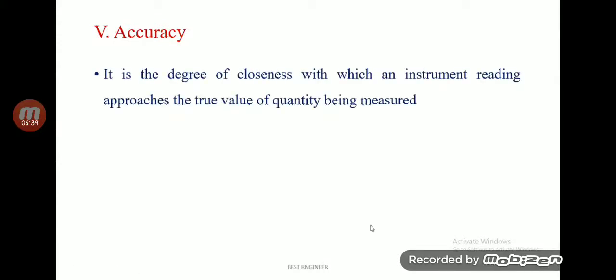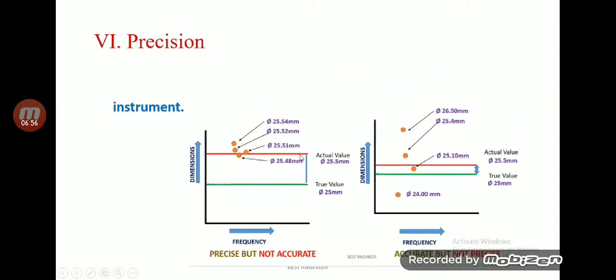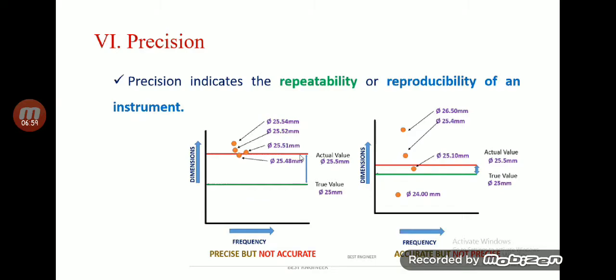Accuracy is the degree of closeness with which an instrument reading approaches the true value of the quantity being measured. Accuracy indicates the closeness of the measured value with the actual true value. Precision indicates the repeatability or reproducibility of an instrument.